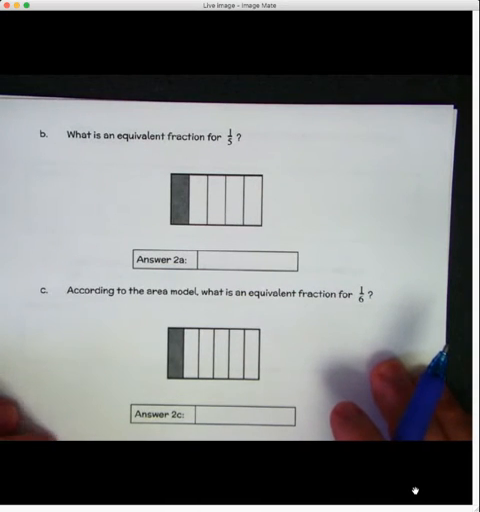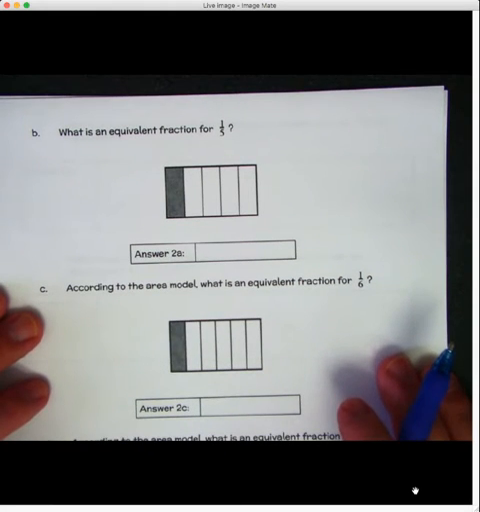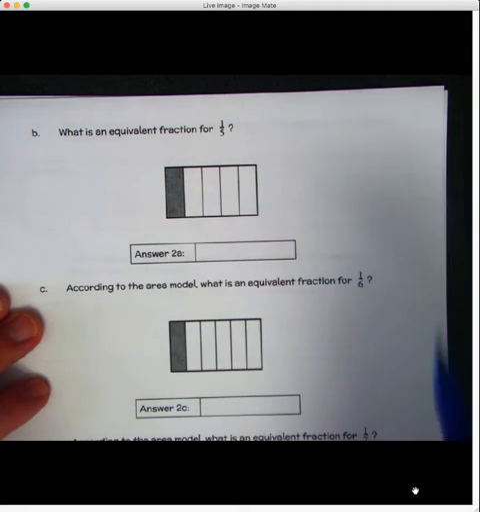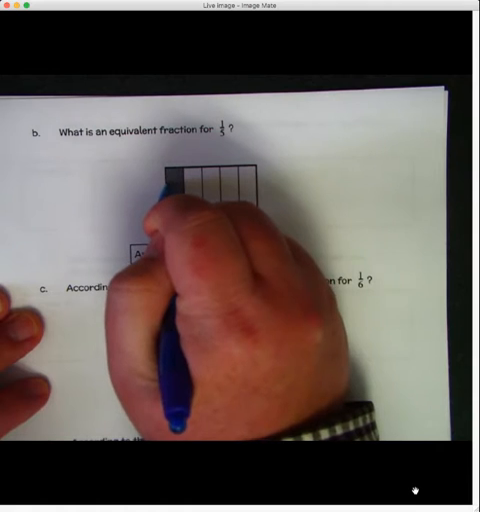Now, what I've done on your homework is I've made it multiple choice. You'll just have to look at the choices and draw some lines and figure it out, okay? Well, what's an equivalent fraction for 1/5? Let's draw 2 lines this time. What do you say? We'll draw 2 lines.